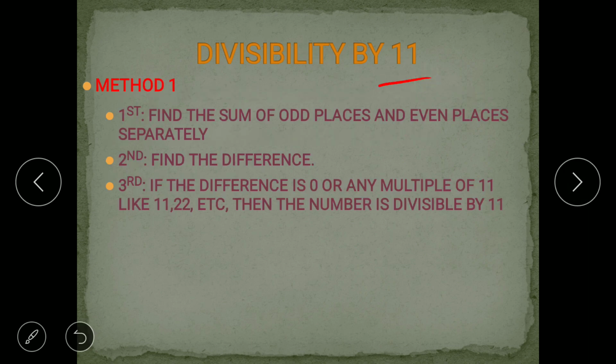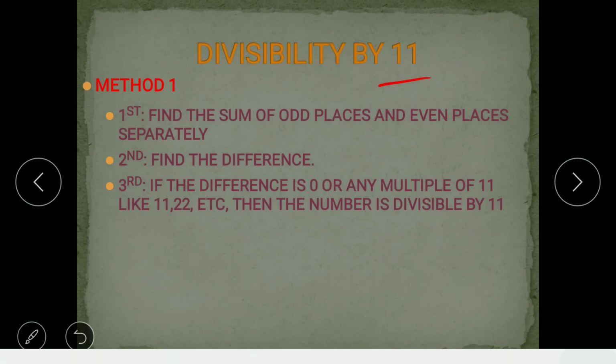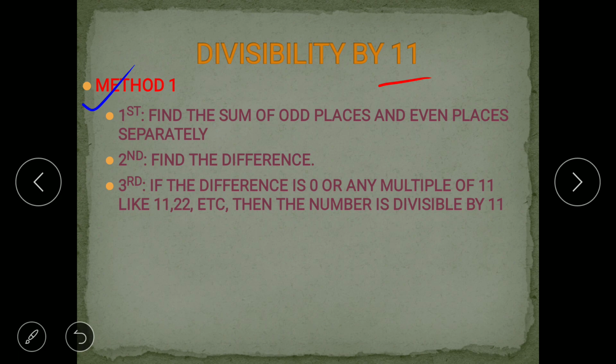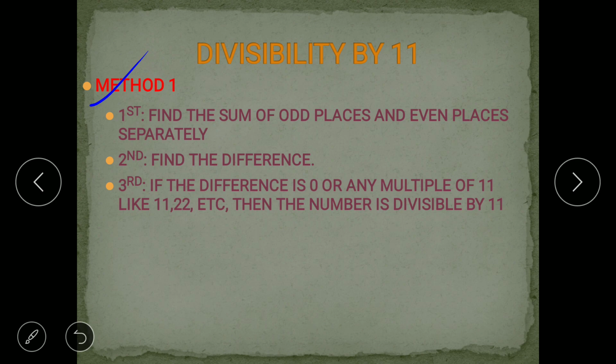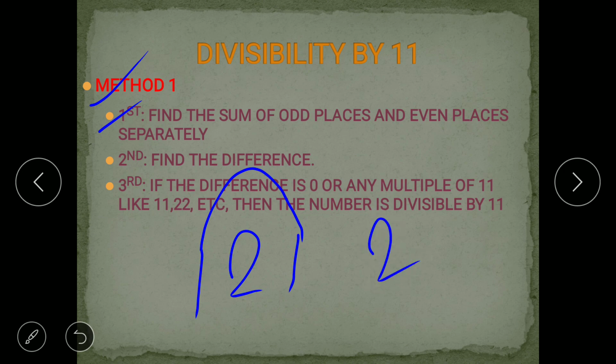Divisibility by 11. Divisibility of 11 can be done by two methods. Once again, method 1 and method 2. What does method 1 tell us? Method 1 says find the sum of odd places and even places separately. Suppose you have been given the number 121. We know that 11 square is 121. Now see, find the sum of the odd places and even places. When you sum up the two ones, you get 2.